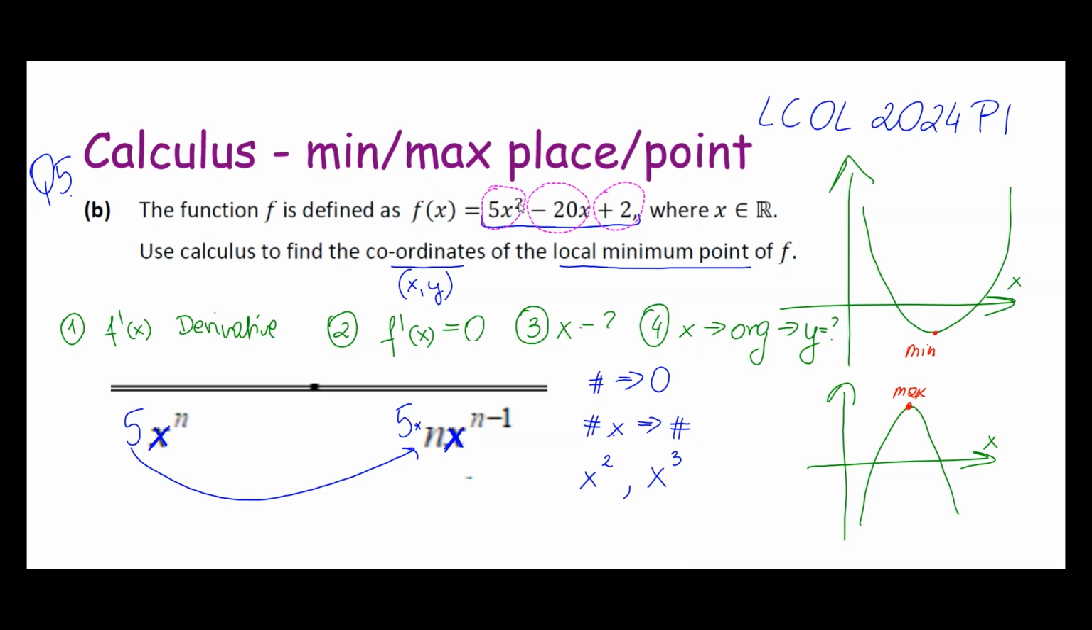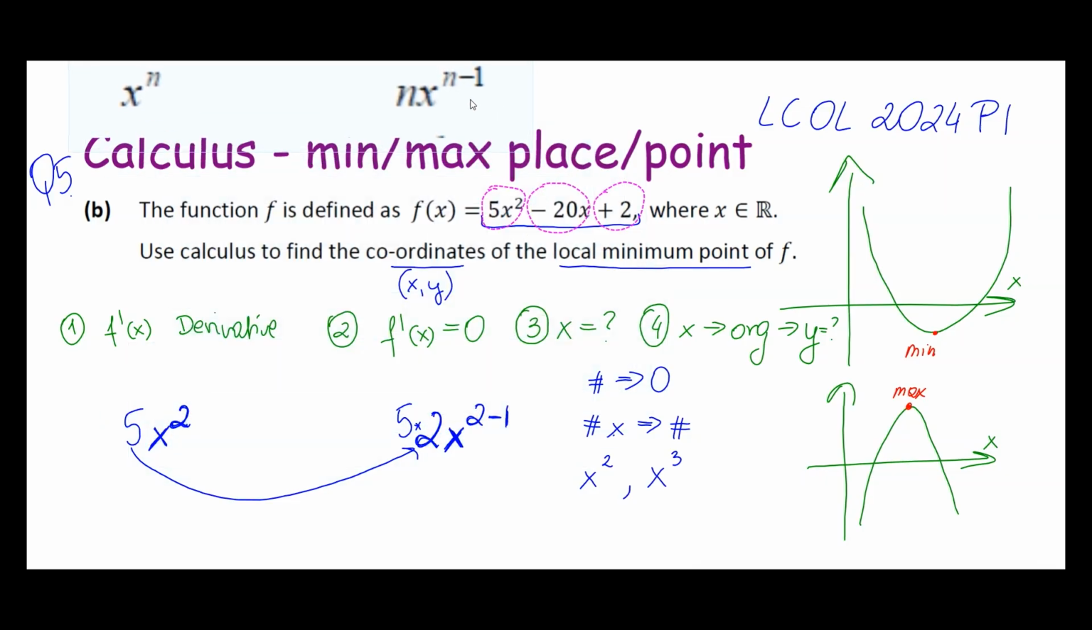And n, my power, is 2. So instead of this n, I'm going to have 2 here. That's what I have, so this number here will be 2, and then it will be 2 minus 1. Okay, let's remove that now. So that means our 5x to the power of 2 becomes what? 5 multiplied by 2, which is 10, x, and 2 minus 1 is 1. Okay, so that's that element.